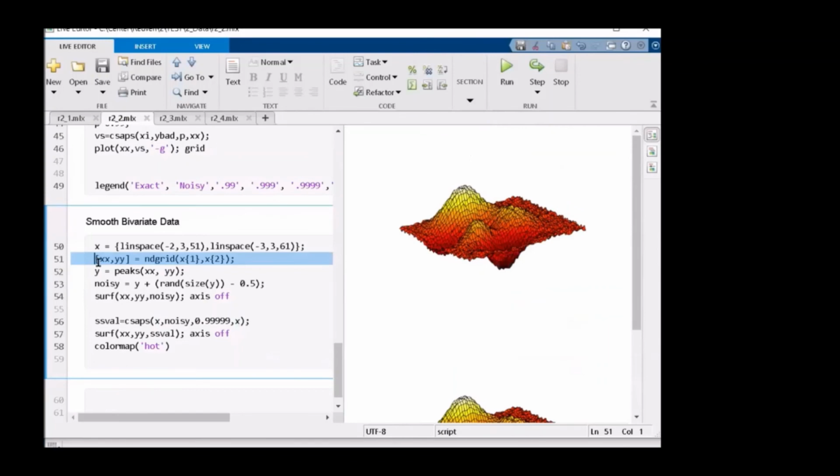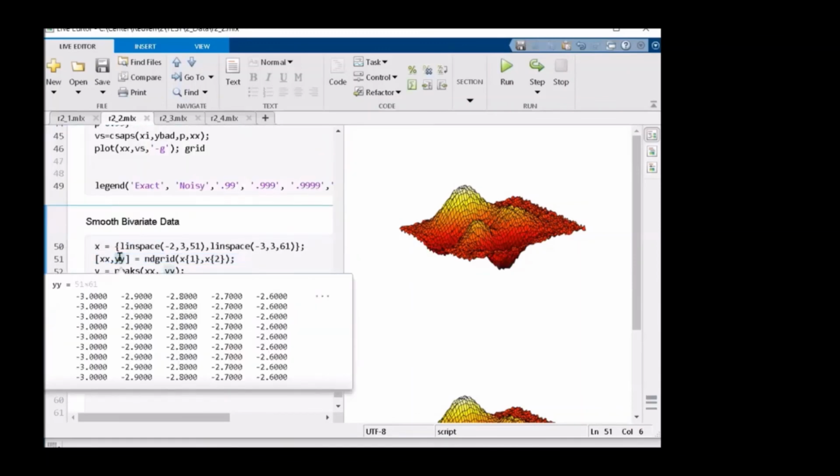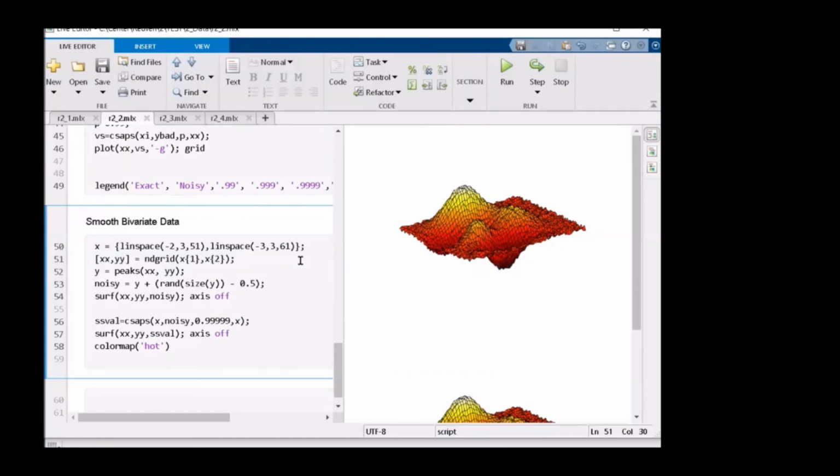Because it doesn't work with mine. No, but you should use the ndgrid. You can see I use ndgrid to get just the matrix x and y. Right, and then you use peaks, and peaks is a vector, right? Peaks is just a function that can work with this x. Now, from this line, x and y are just matrices. You can see this is x, it's just a matrix 51 by 61. And y is a matrix, but y itself uses peaks, so it should be a vector, right?